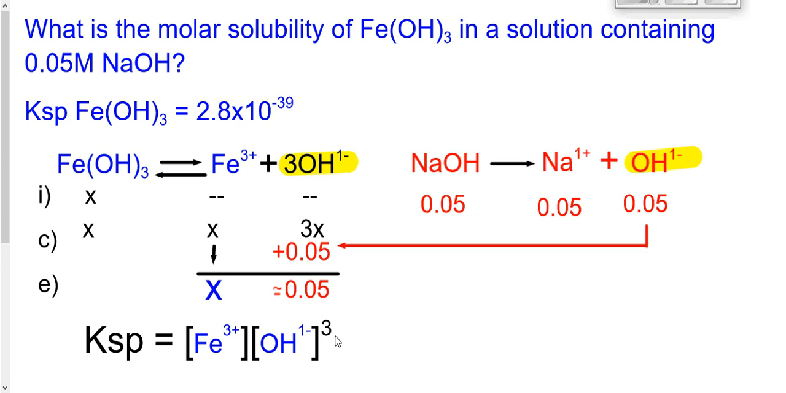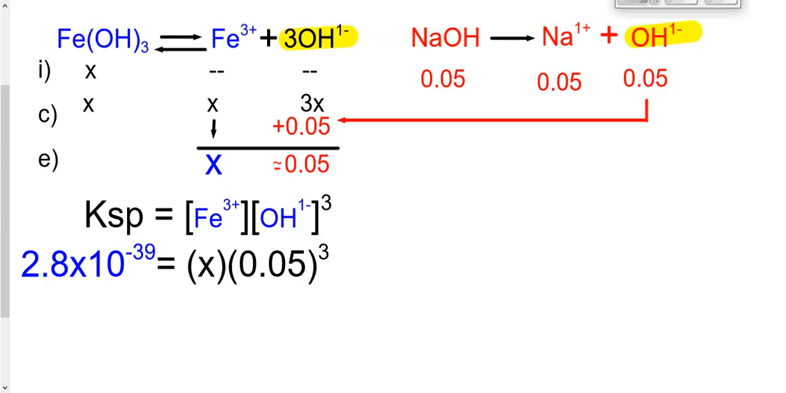Okay, now that I have my Ksp expression, let's substitute the values inside the brackets. We know the concentration of iron at equilibrium will be x. We know the concentration of hydroxide at equilibrium, in this case, is going to be about 0.05. And I know the Ksp for iron hydroxide is 2.8 times 10 to the minus 39. So we'll just substitute those numbers in place for each of the variables in the equation.